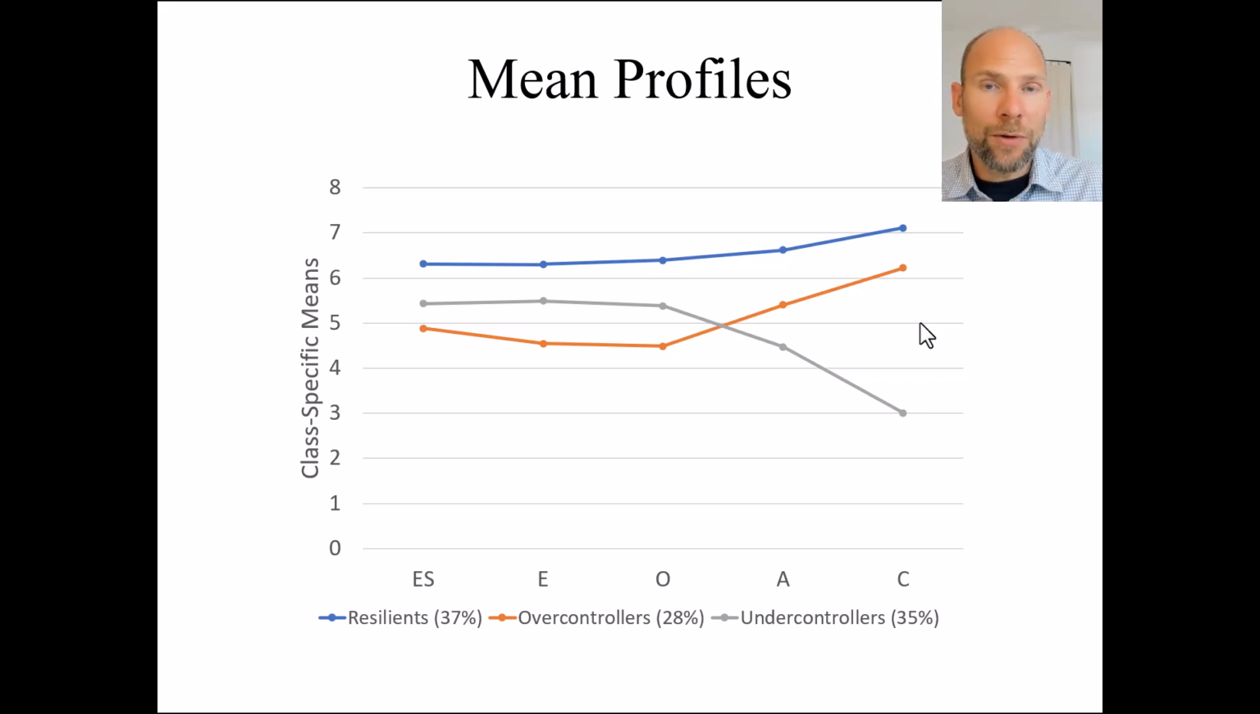So this is what you would look at. The key output here: model fit statistics, class sizes, and the profiles in terms of the class-specific means. Those are the key things to look for in a latent profile analysis.